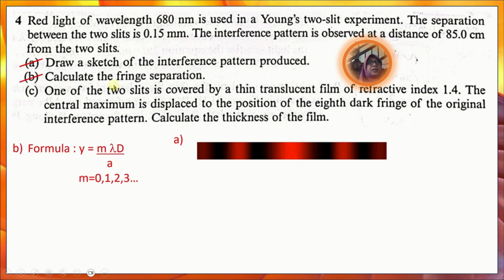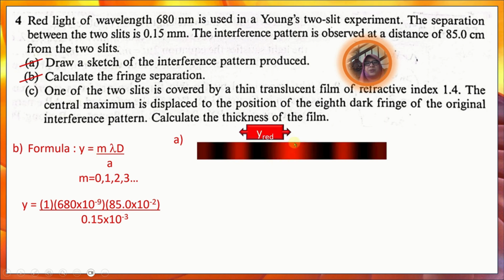Now we are going to calculate the fringe separation, which is y. The formula is m lambda D over a. For the separation, we can start from m0 to m1, so we use m equals 1. Lambda is 680 nanometer, convert to meter. The distance from the slit to the screen is 85 centimeter. The slit separation is 0.15 millimeter, convert to meter. So we get the answer: the fringe separation is 3.85 times 10 to the power of negative 3 meter.